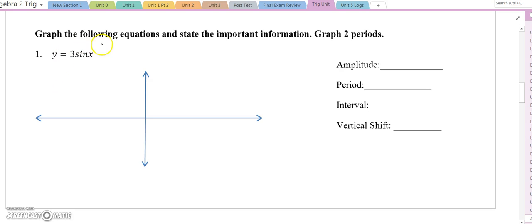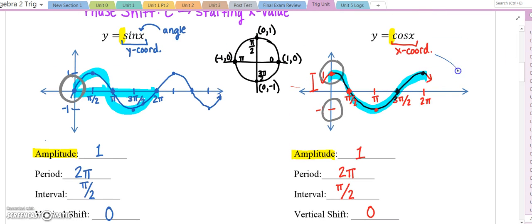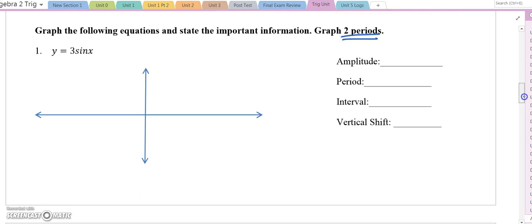In these we're going to graph the equations and state the important information, but we're going to graph 2 periods. In the ones above, this right here is only 1 period. So maybe make a note of that. We're going to be graphing 2. So let's see how it's done.